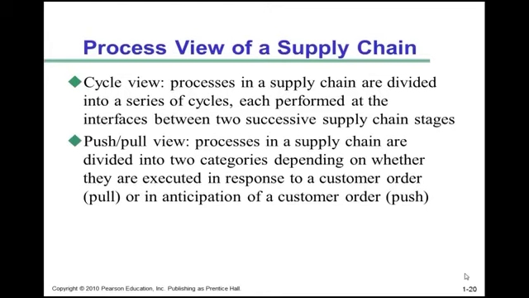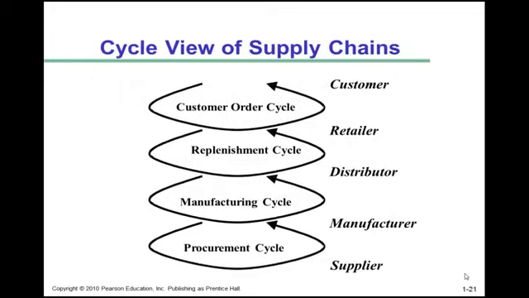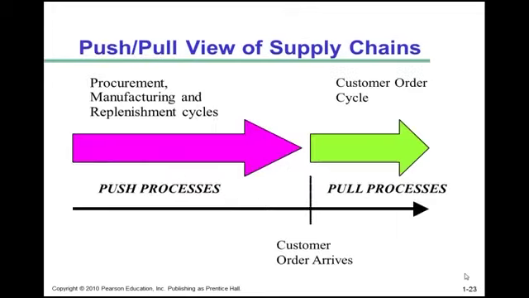There are two ways to view this: the cycle view or the push-pull view. Here's a diagram of a cycle view of a supply chain. A diagram of the push-pull view of supply chains is shown here. And many companies combine some of both of these in order to get their product manufactured and shipped to the customer.